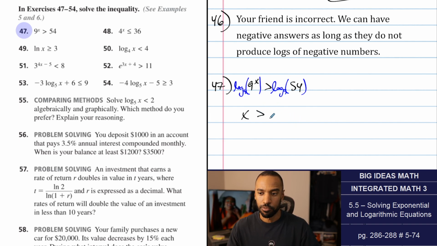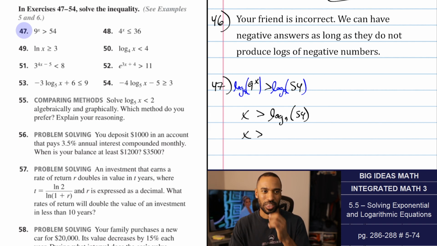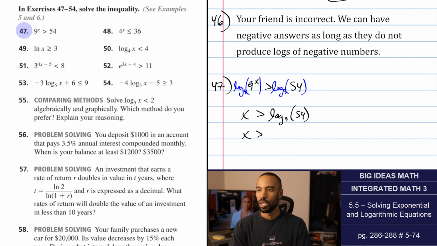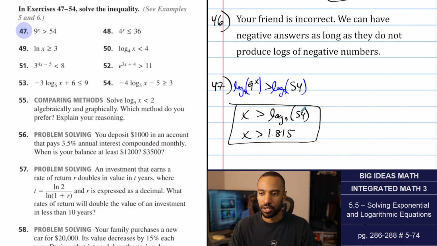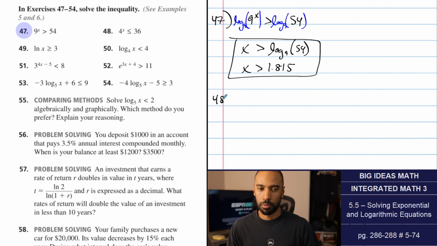Now log base 9 of 54 is the exact number, but I want to do log of 54 over log of 9 to approximate this. And I don't know how to say approximately greater than or greater than approximately, so I'm just going to put the greater than like this. So log of 54 over log of 9. Log of 9 is 1.815 approximately. I think they've been doing a lot of rounding in the examples, so I'm going to stick to rounding on probably all of these. Just understand they are approximates this time.